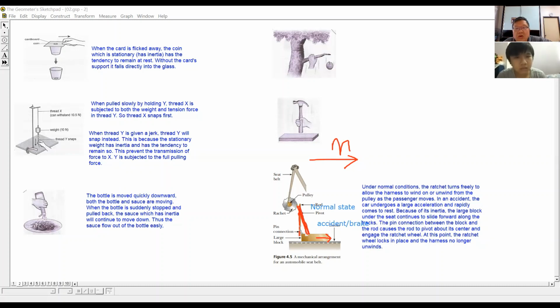So there is no sensor, no electricity, no electric things inside the car to activate the seat belt. There is nothing there to activate the seat belt except the inertia of this block. The inertia of this block will tilt the rod. When it tilts the rod, it will stop the ratchet from rotating. When you stop the ratchet from rotating, the seat belt cannot move. The seat belt is locked in that position. It will not lengthen anymore.